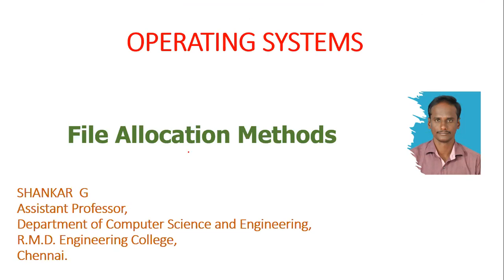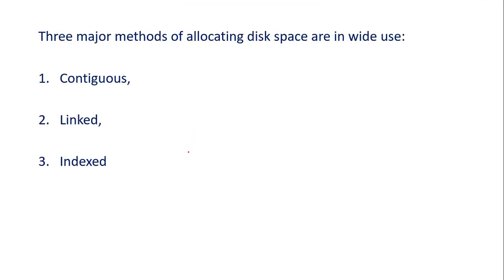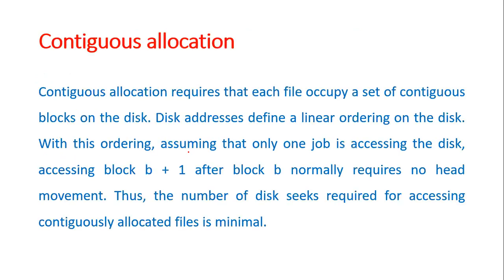Okay, so today's topic is file allocation method. There are three major file allocation methods: one is the contiguous allocation method, the second is the linked allocation method, and another one is the indexed allocation method. These are the major methods of allocating disk space in wide use. First, we'll see what the contiguous allocation method is.